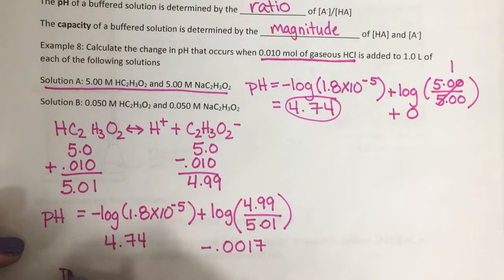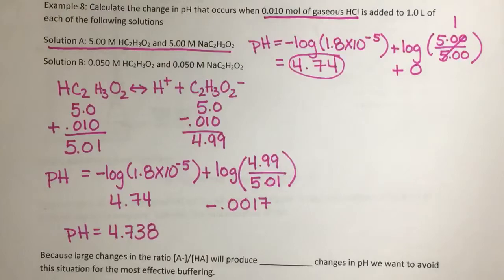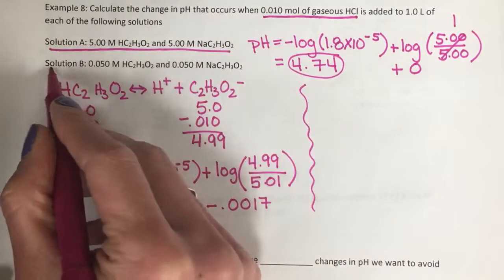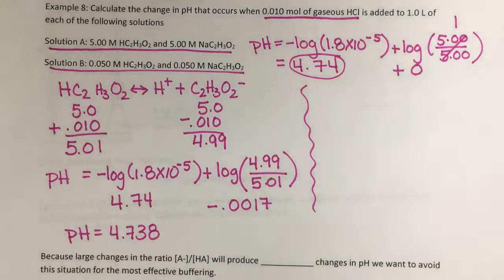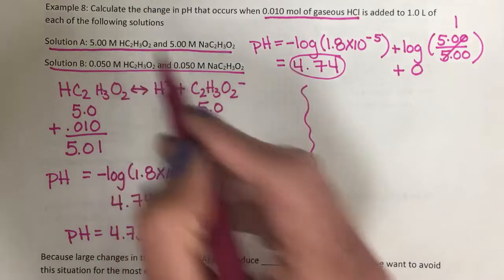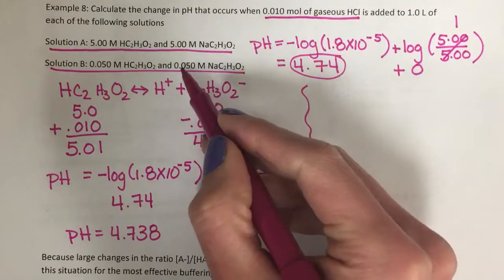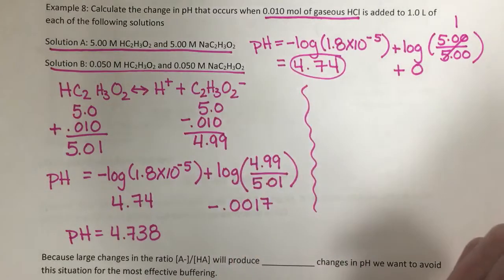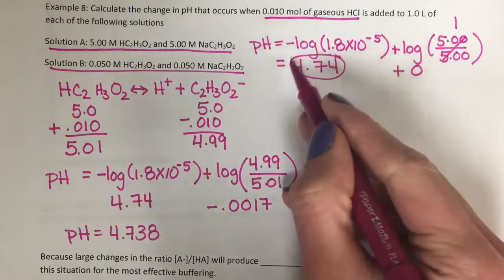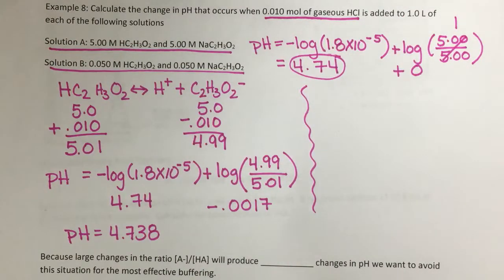The pH really doesn't change hardly at all. It's going to change to 4.738. It hardly moves at all. Okay? So take a second and solve for solution B. You know that the solution this time is 0.05 molar C2H3O2, and it's 0.05 molar sodium acetate. Now, because the ratio is still the same, my initial pH is still the same, you are solving for the change just like I did.